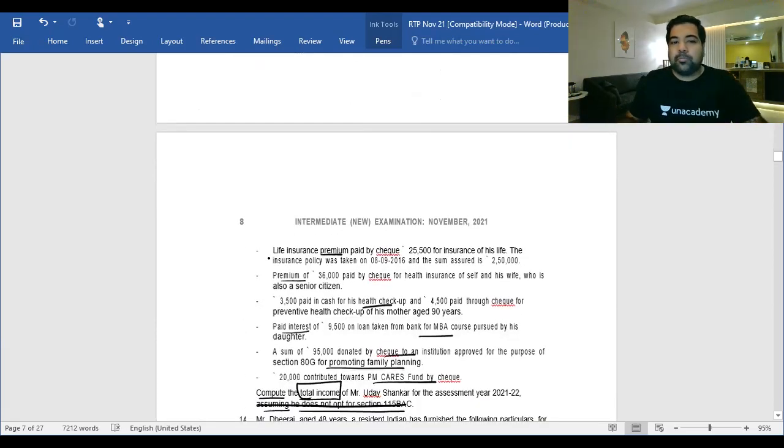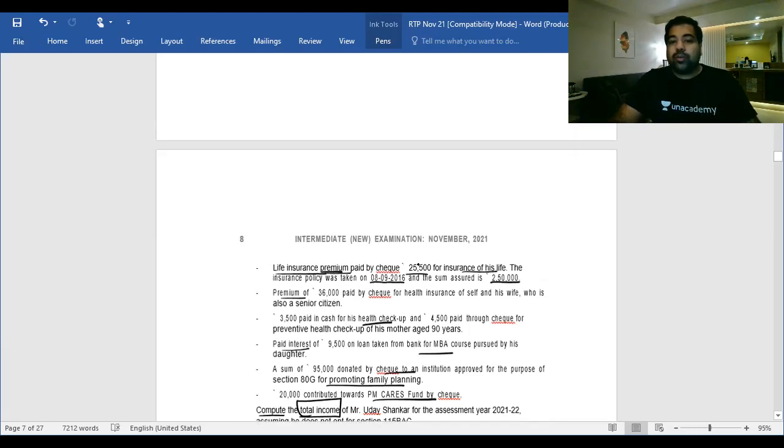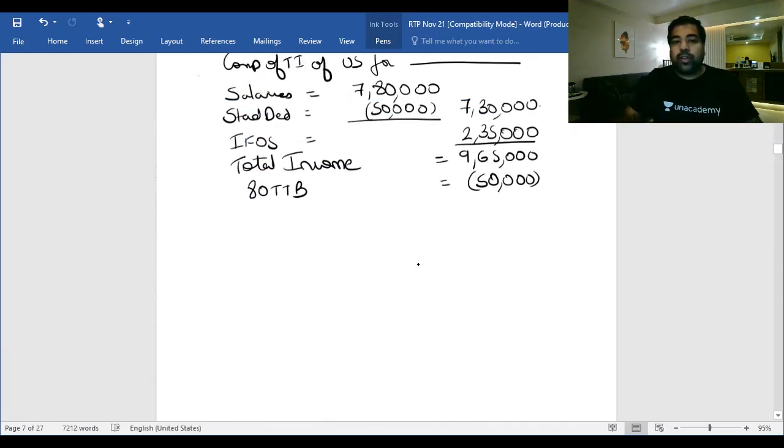Next, you've taken a life insurance and you've paid a premium of 25,500 for insurance for your own life. 80C deduction you will get. But remember, the deduction will be restricted to only 10% of the sum assured. The sum assured is 2,50,000, and because it is taken after 1st of April 2012, the insurance premium will be allowed, but maximum 10%. So 10% of 2,50,000 is 25,000. You paid 25,500. So you will not get 25,500, but you will only get 25,000.